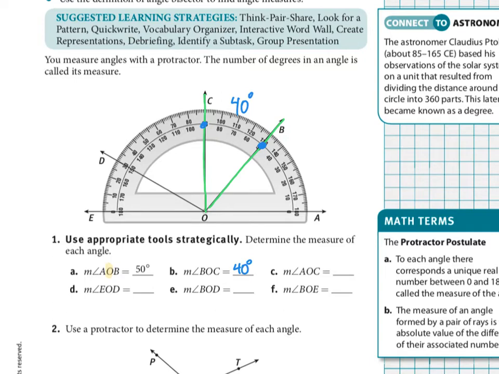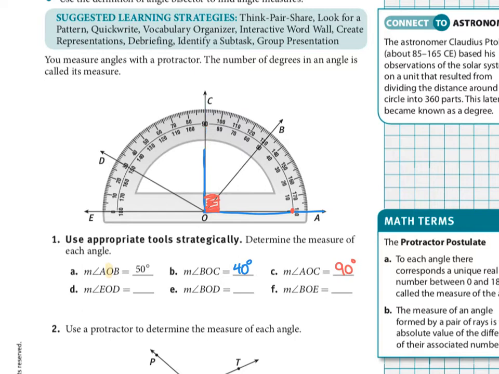Now, if you look at measurement of angle AOC, so again, we want vertex O, but of angle AOC. So I'm starting from angle A at 0 and angle C at 90. So this is going to be a right angle, and the measurement of that angle is going to be 90 degrees.